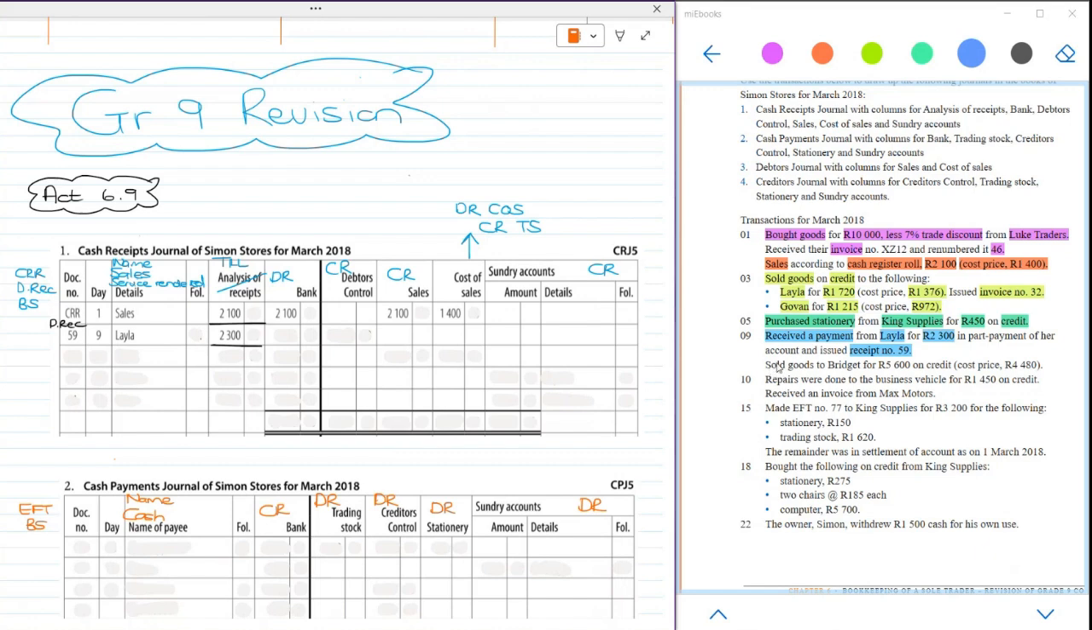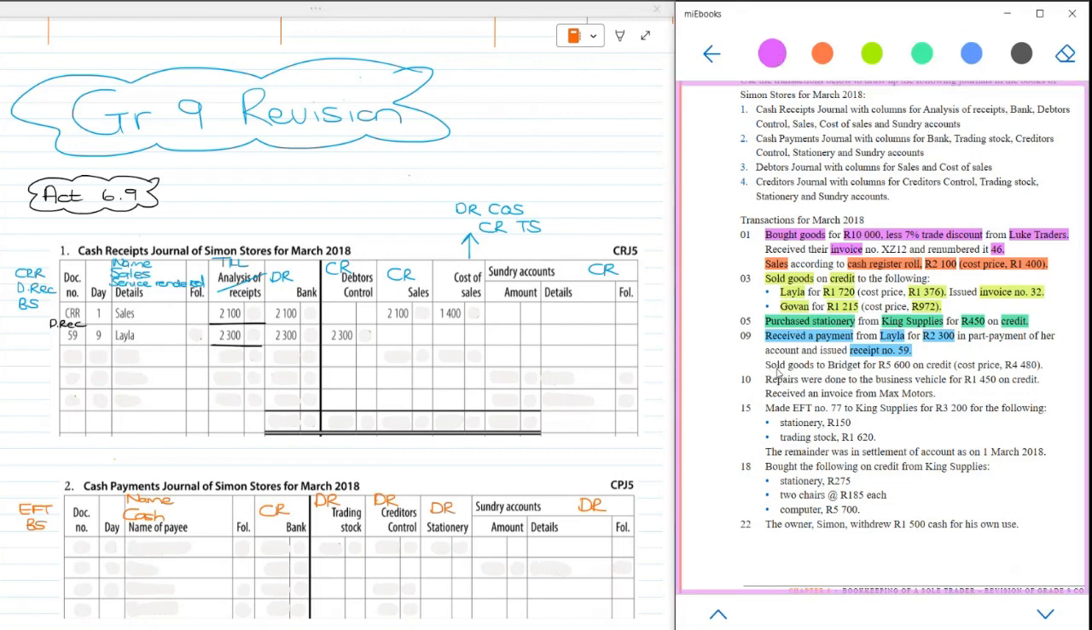Looking at my transactions on the 9th, sold goods to Bridget on credit. So there was no other sales or cash transaction that was received. So therefore we closed the till and 2,300 will go to our bank. Okay. Now this was a debtor who repaid her account. So in my debtors control column, 2,300.